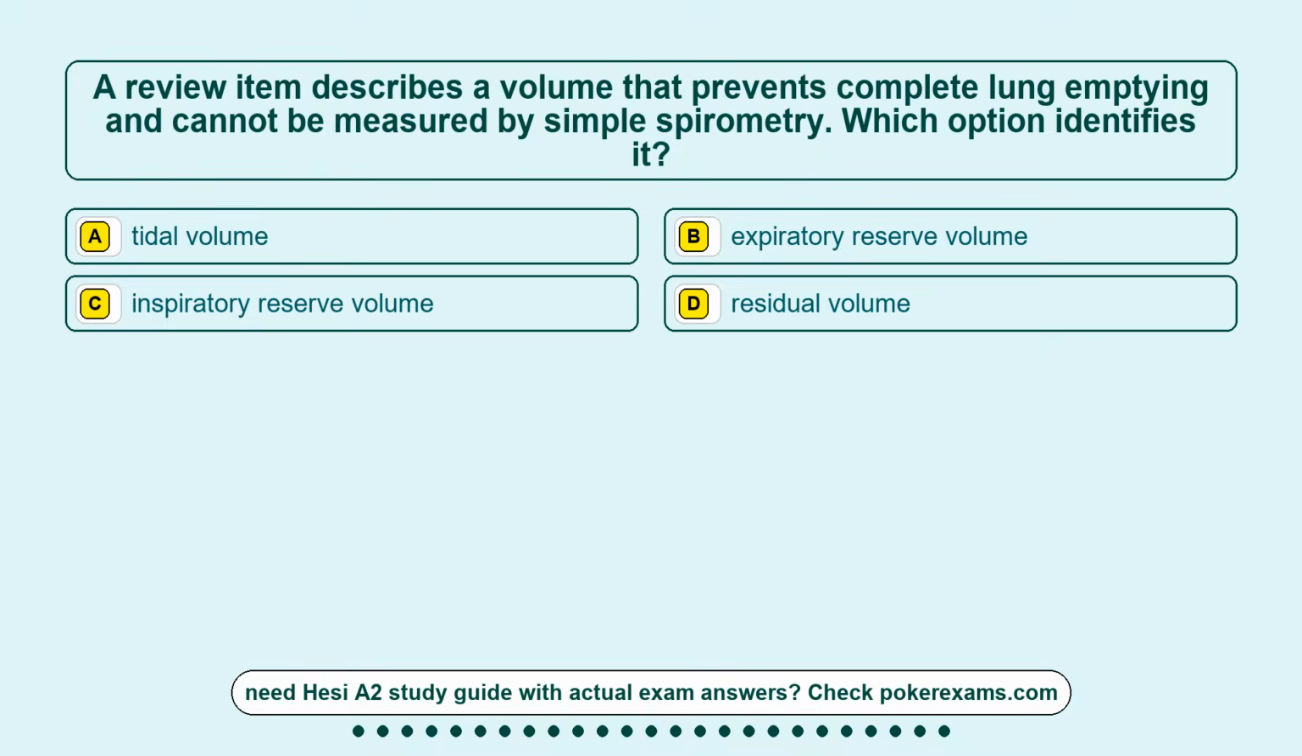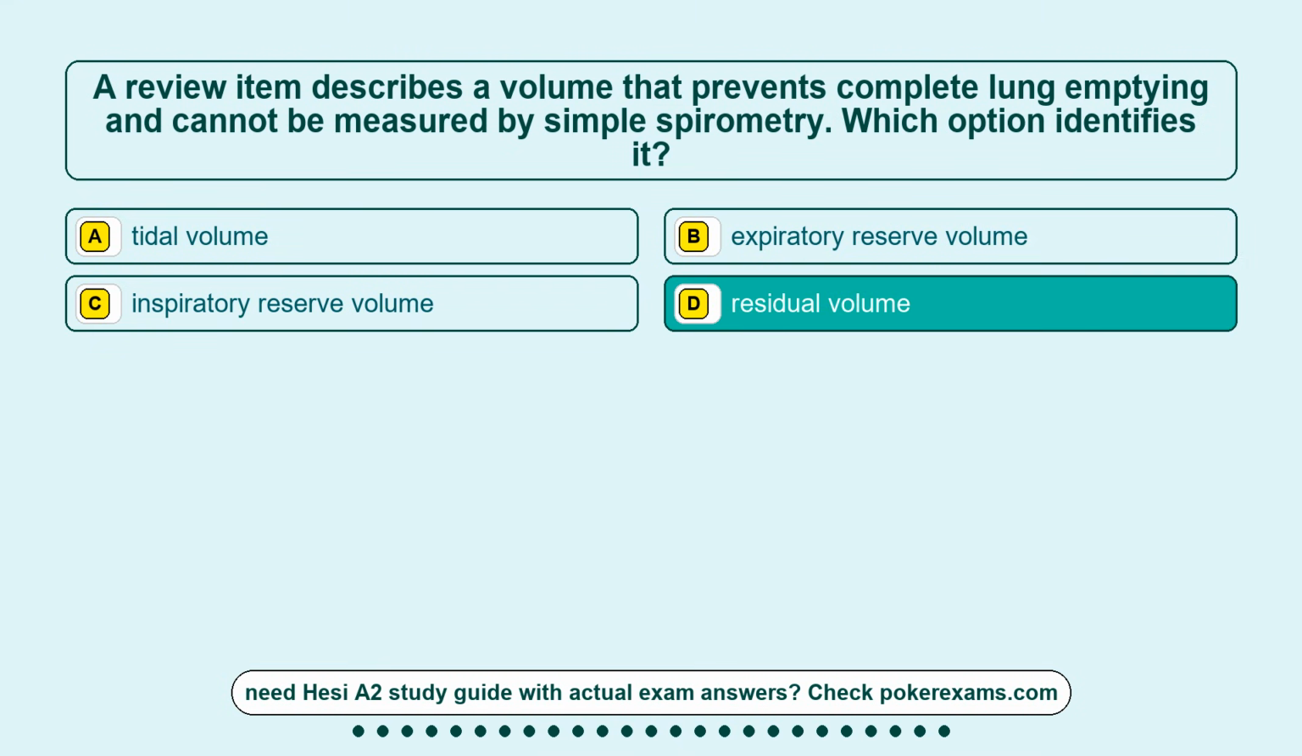Question 9. A review item describes a volume that prevents complete lung emptying and cannot be measured by simple spirometry. Which option identifies it? Option A, tidal volume. Option B, expiratory reserve volume. Option C, inspiratory reserve volume. Option D, residual volume.